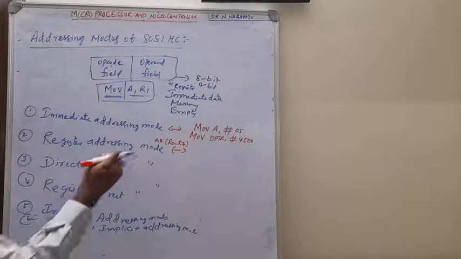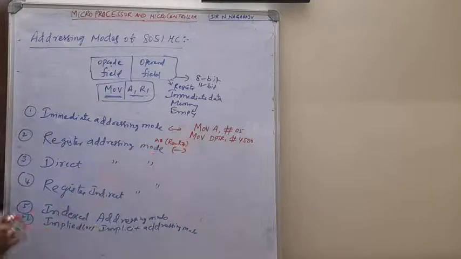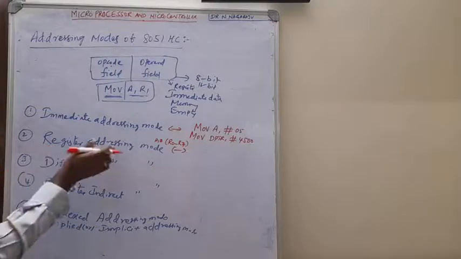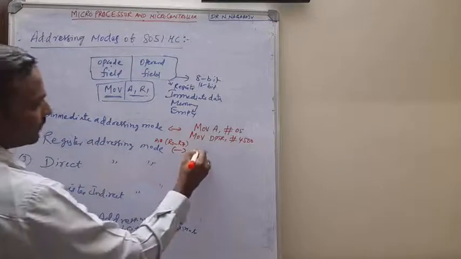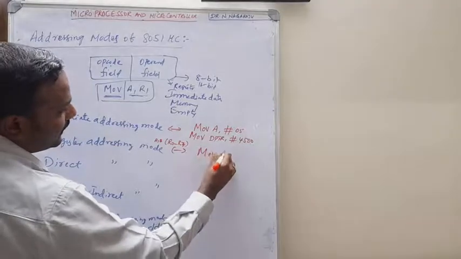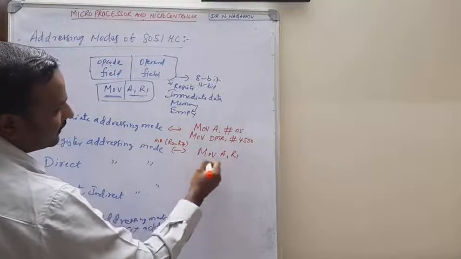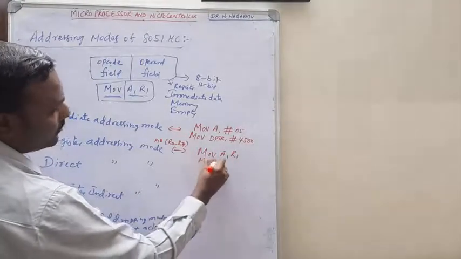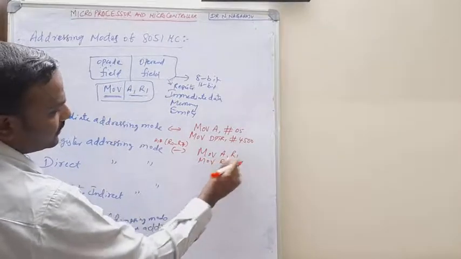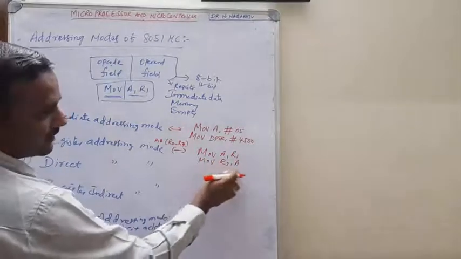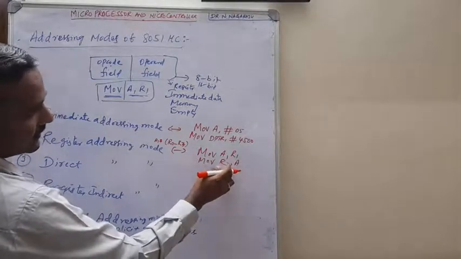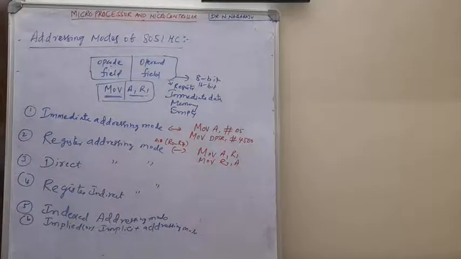But basically we are going to use R0 to R7, right? So here the register addressing mode, the best example is move A comma R1, or move R3 comma A. The operand may be only registers. So that's why this is register addressing mode.